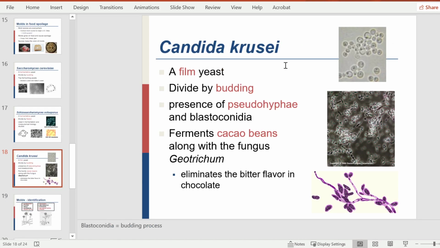Then we have Candida cruzae, which is a film yeast, and it's going to divide by budding and has the presence of pseudohyphae with these blastoconidia. So this is going to be used to ferment cacao beans along with fungus Geotrichum. That'll help to eliminate the bitter flavor in chocolates.